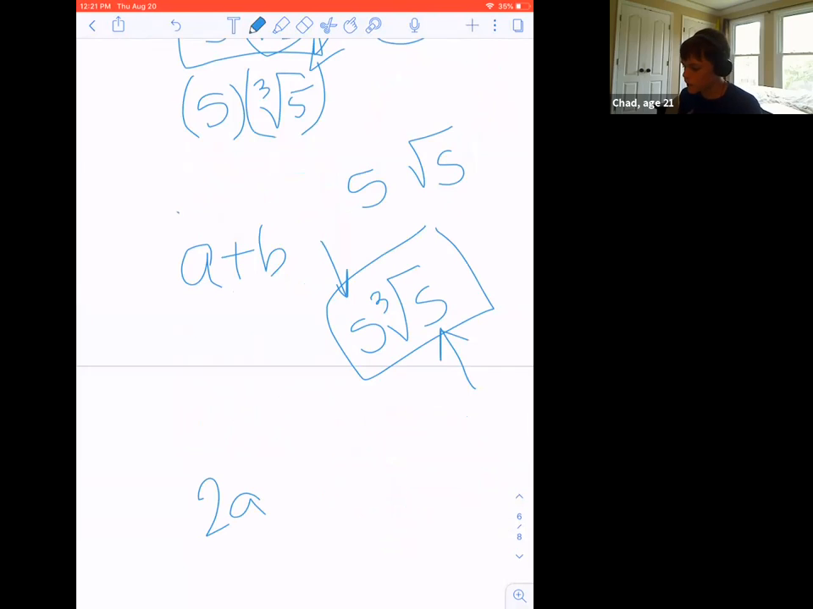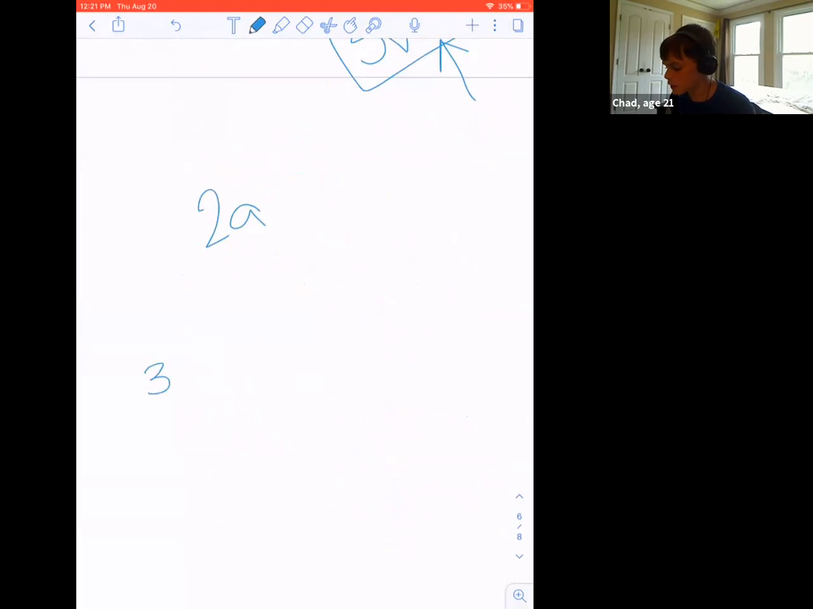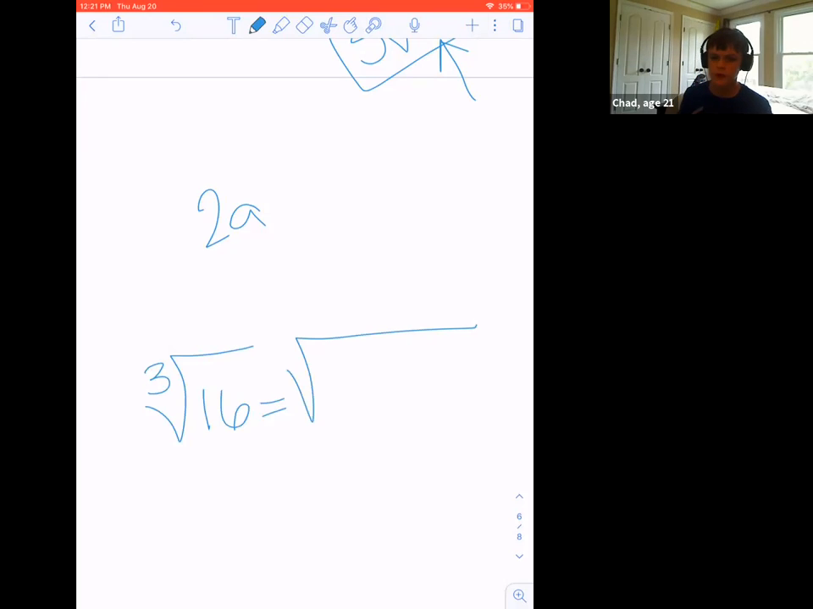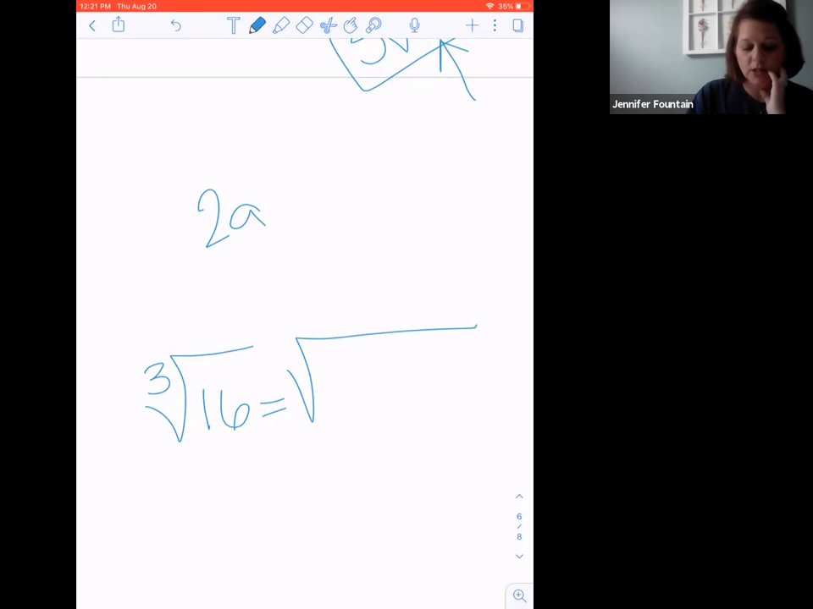So also, the cube root of 16, when we were doing that on the classwork, it was 2 times the cube root of 2. Okay, so let's take a look at this.